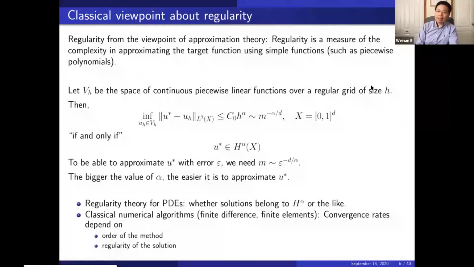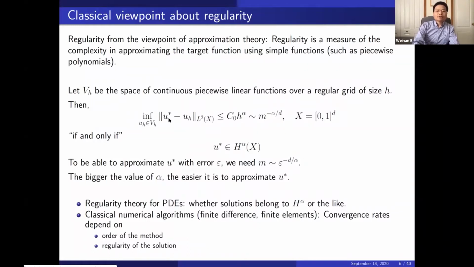So let me talk about the classical viewpoint of regularity. Regularity is a big issue in PDEs. How do we think about regularity classically? Well, as a numerical analyst, I think of regularity from the viewpoint of approximation theory. Regularity is just a measure of the complexity when we approximate some target function using simple functions, for example, piecewise polynomial functions. So here is a sort of meta theorem. Suppose V_H is the space of continuous piecewise linear functions over some regular grid. Maybe I shouldn't say linear, maybe piecewise high order polynomial functions.